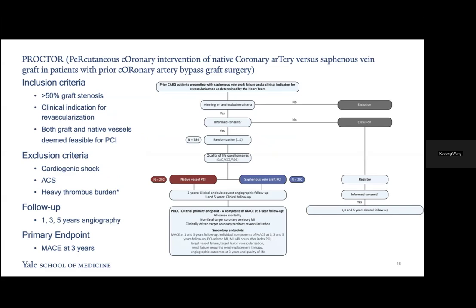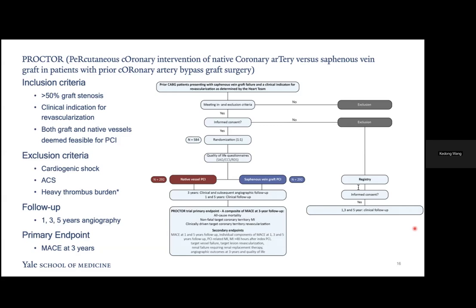Patients are eligible for inclusion if they have a significant diameter stenosis in an SVG and a clinical indication for PCI. And also, obviously, both graft and native vessels are deemed feasible for PCI. The exclusion criteria are cardiogenic shock, ACS, and heavy thrombus burden. I had to look that up. What they meant by heavy thrombus burden was greater than 50% of the bypass lumen stenosed in greater than 2 out of 3 proximal, middle, or distal segments. So if you have 2 or more of those, then they were excluded from the trial.